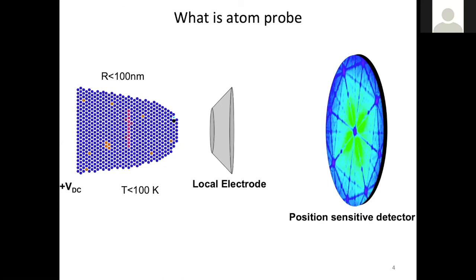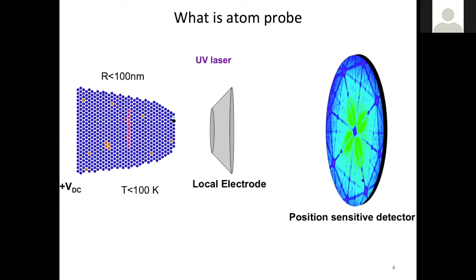In atom probe, you have something very similar to the field emission gun. In addition to applying the high voltage, you also apply a laser pulse. By doing that, you kick atoms one by one out of the surface. On the right-hand side, you have the position sensitive detector. By looking at the mass to charge ratio and the position where they hit, you can create 3D maps of atoms.